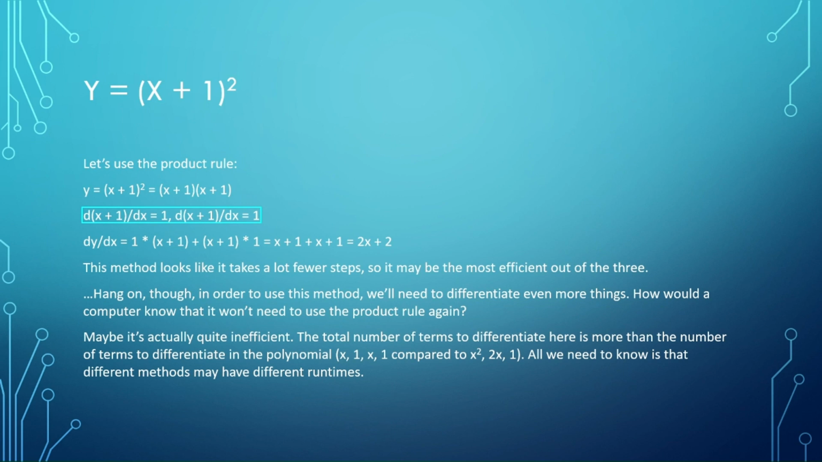The total number of terms to differentiate here is also more than the number of terms to differentiate in the polynomial. So here we have x, 1, x and 1 in comparison to x squared, 2x and 1. So we have 4 terms here instead of 3 with the polynomial. So this is going a little bit into analysing the algorithm, which we are going to do later in this presentation. I don't think it's officially a lecture, but yeah, in this presentation. But for now, all we need to know is that different methods, we've looked at 3 different methods for this, may have different runtimes.